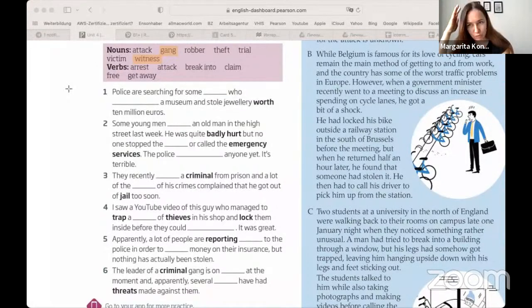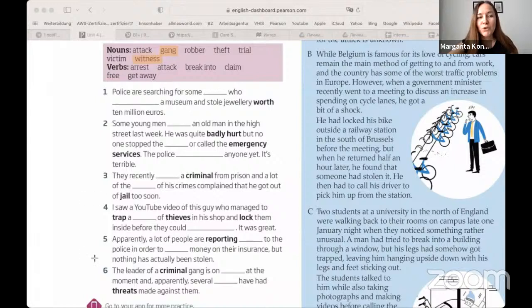Или, ну вот, убежать, yes, get away, или избежать, например, наказания. Тоже может быть get away with something, yeah? Или избежать, или убежать. Скрыться. This would be cool also, right? Okay. Wow, this is good. So many nice words, really.